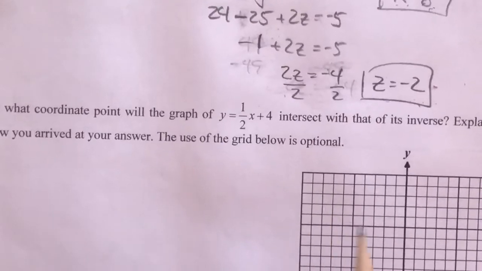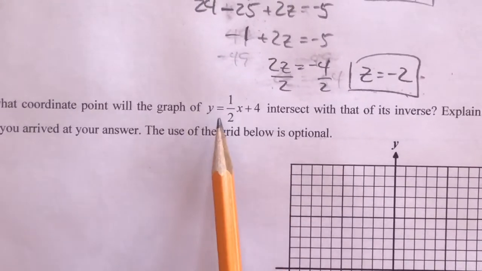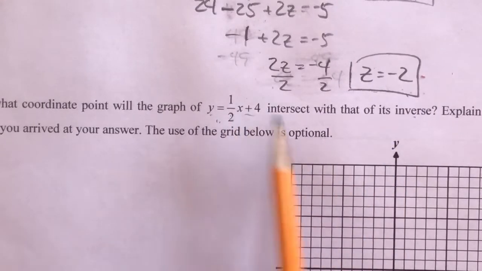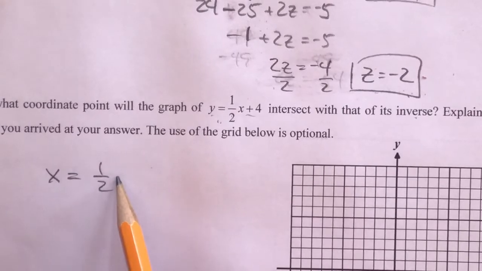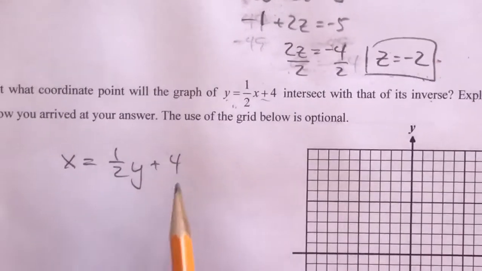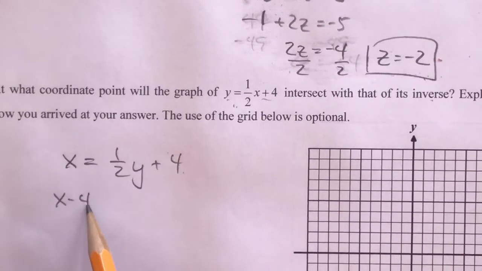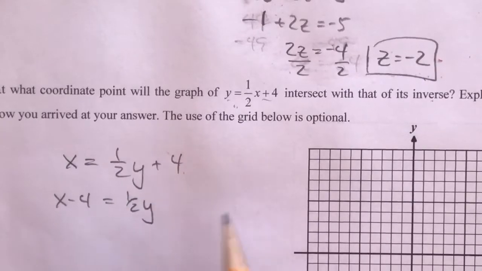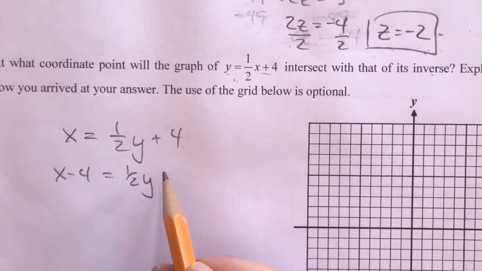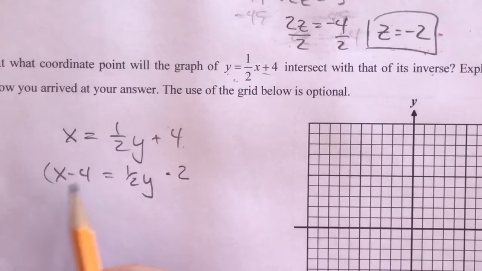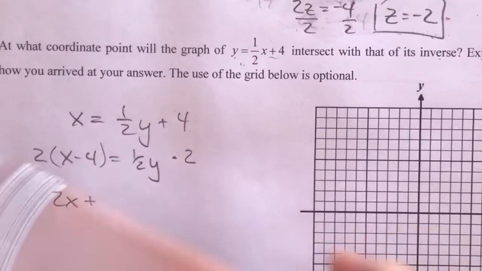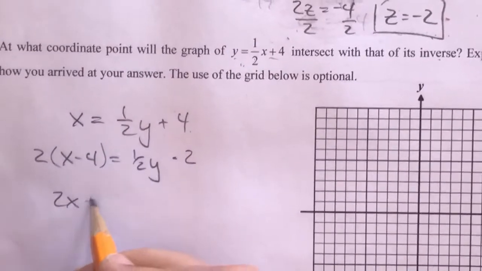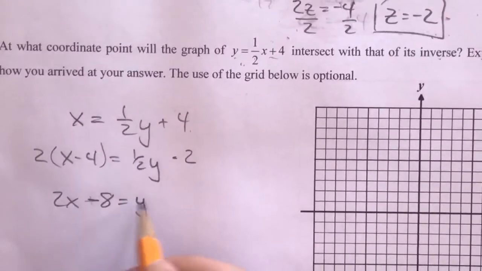All right, this last question. Where would these two graphs intersect? This and its inverse. So first I got to find the inverse. So x and y are switching places. I'm going to take away 4. And then multiply both sides by the reciprocal, which is 2 over 1, just 2. So I get 2x minus 8 equal to y. So there's the inverse.